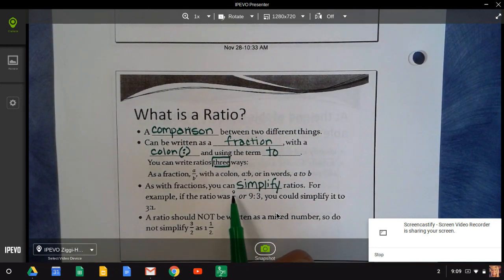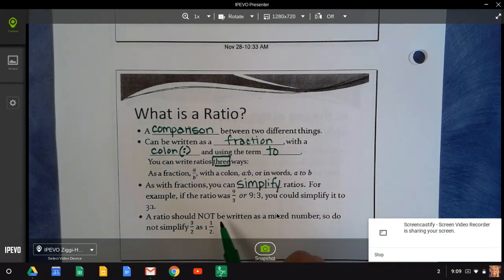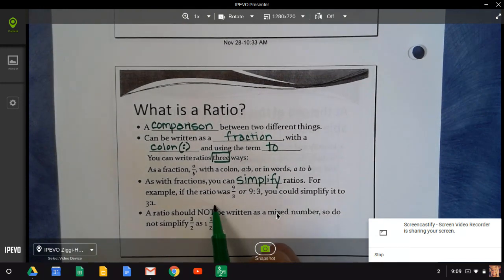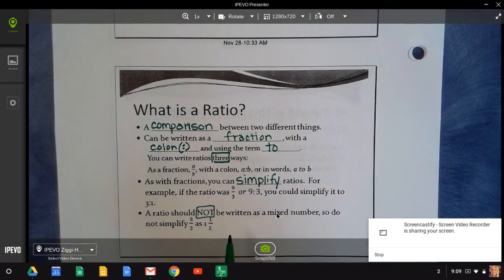For example, if the ratio was 9:3, you could simplify it to 3:1, because you can divide 9 by 3 and you can divide 3 by 3 to give you 3:1. Okay? A ratio should never be written as a mixed number, because a ratio is comparing two different things.